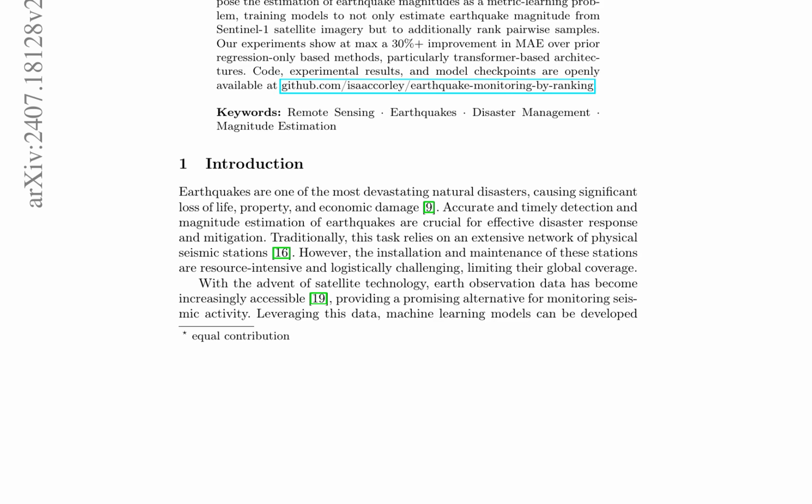The significance of this research lies in its potential to improve global coverage and reduce costs associated with traditional seismic stations. By developing machine learning models that can accurately estimate earthquake magnitude from satellite imagery, the authors aim to contribute to more effective disaster management and mitigation strategies.